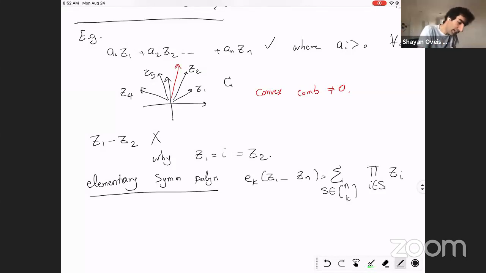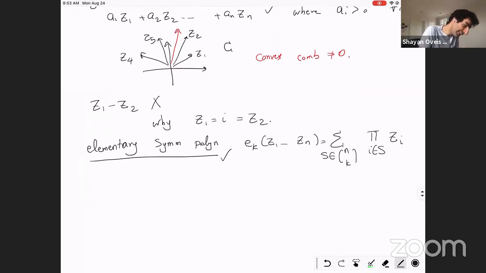So this is a real stable polynomial. I'm not going to prove this one. It's an exercise that you're going to do after this lecture, to prove that this polynomial is real stable.